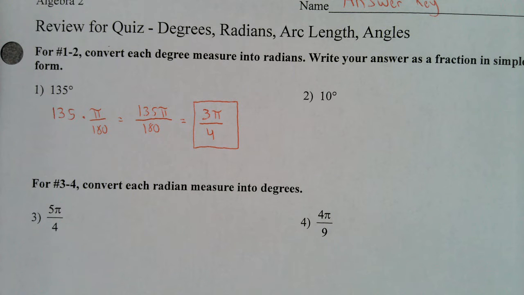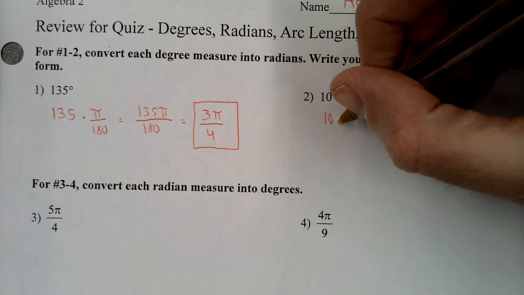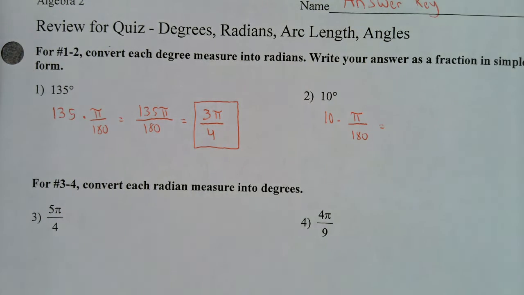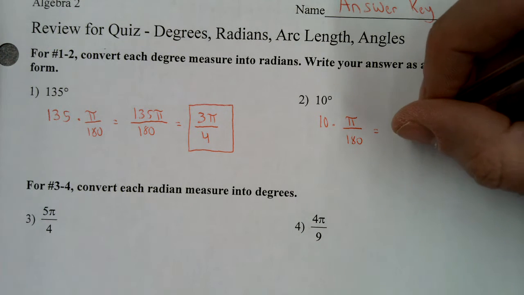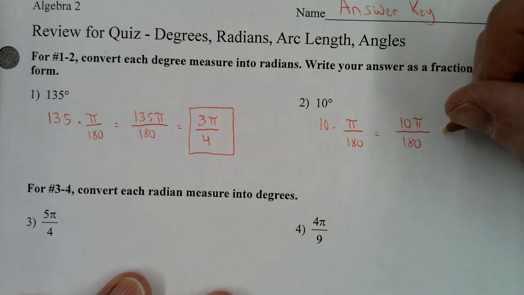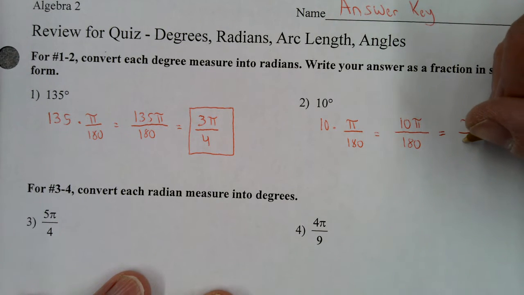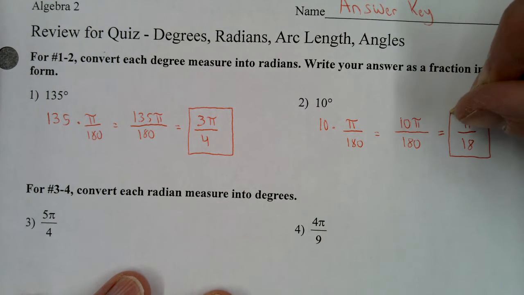Number 2 is not on the unit circle. So with the same process, you're going to multiply by pi over 180. So 10 times pi over 180 equals 10 pi over 180. Simplify, so divide the numerator by 10 and the denominator by 10, and you get pi over 18. So that's the measure in radians.